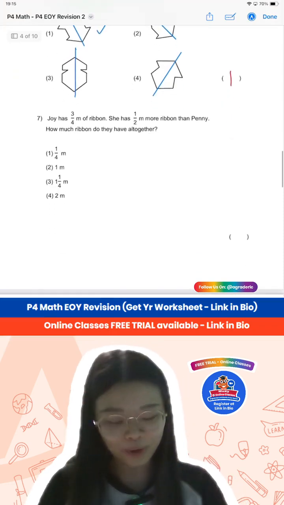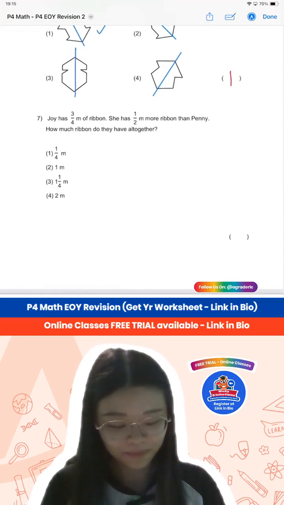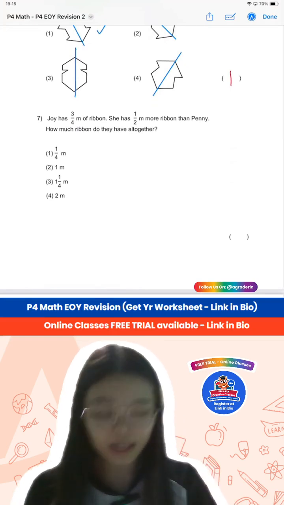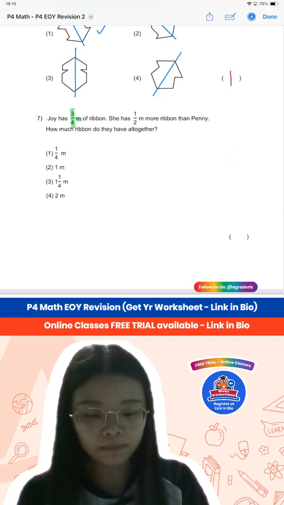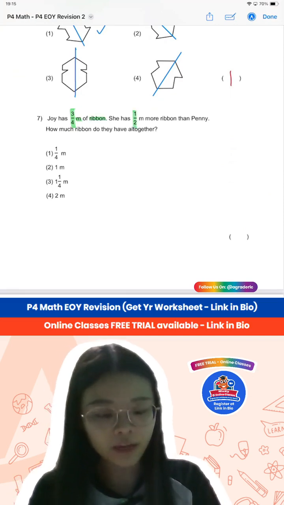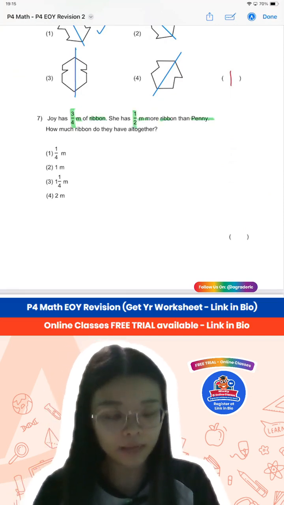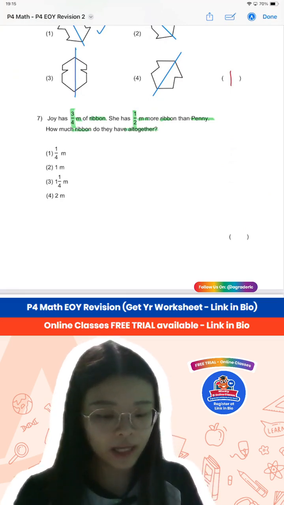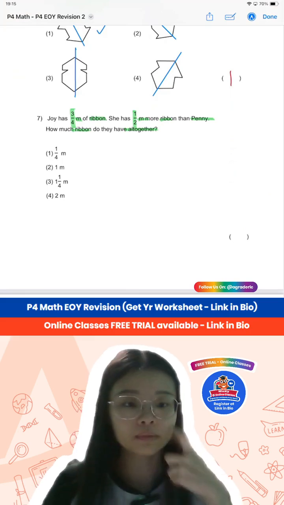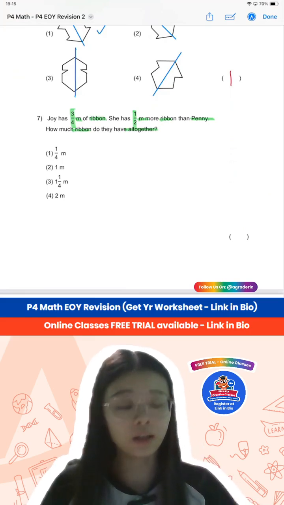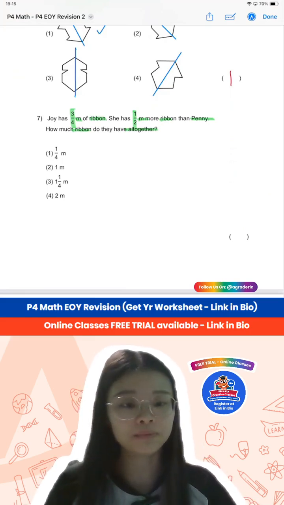Then now we do question 7. Joy has 3/4 meters of ribbon. She has half meter more ribbon than Penny. How much ribbon do they have all together? This question also has a lot of students who make common mistakes.